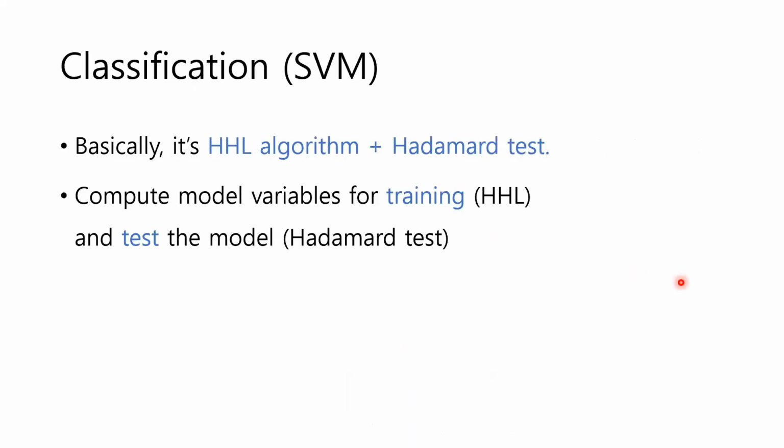So let's move on to classification. It's basically just a sequential execution of the HHL algorithm and the Hadamard test. You compute the model variables for training, which is achieved by the HHL algorithm, and testing the model is accomplished by the Hadamard test.